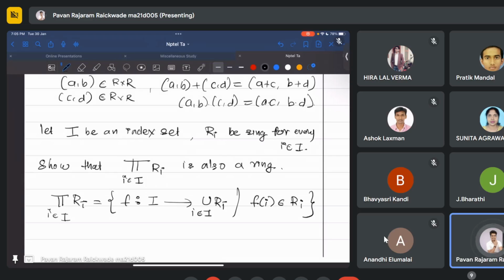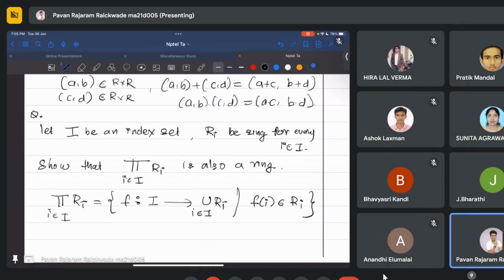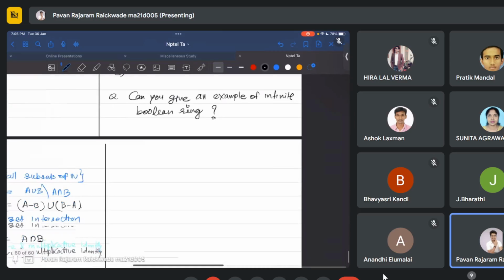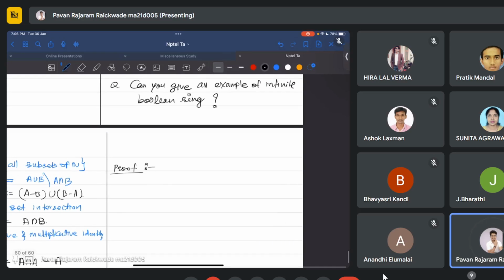This is a very abstract notion of Cartesian product, and what you have to show right now is that if each Ri is a ring, then the Cartesian product is also a ring. So let's show this. Proof. I want to show that that is a ring, right?